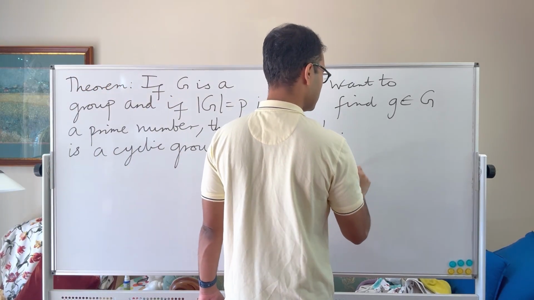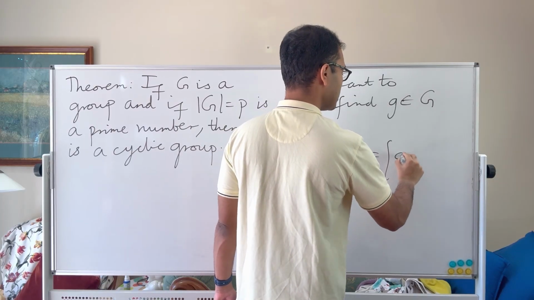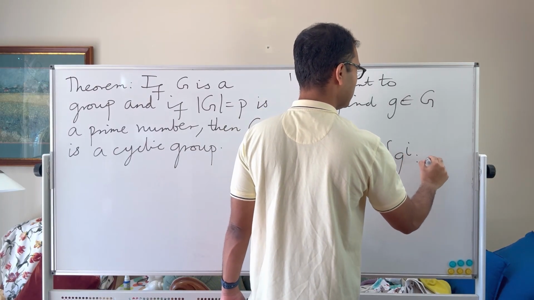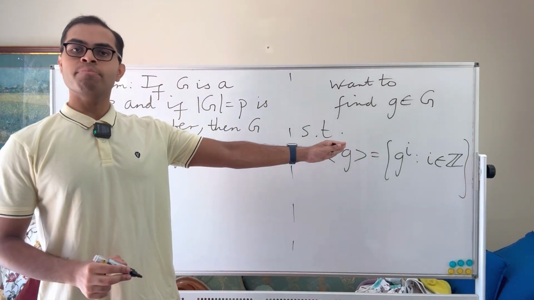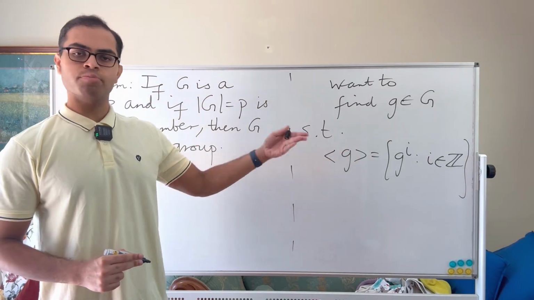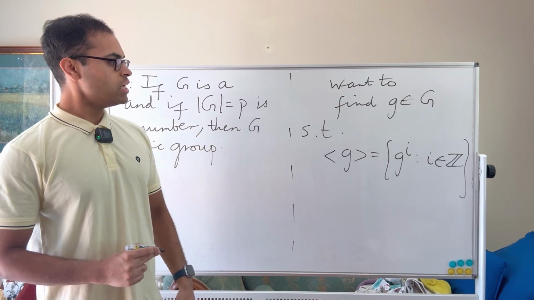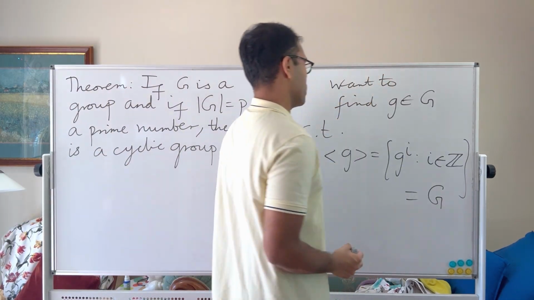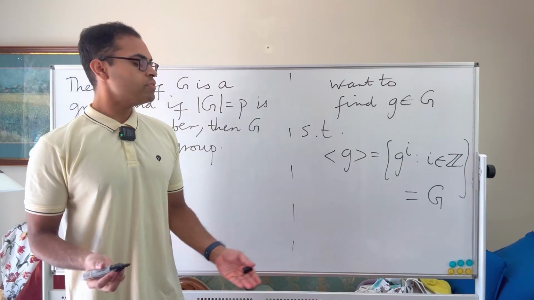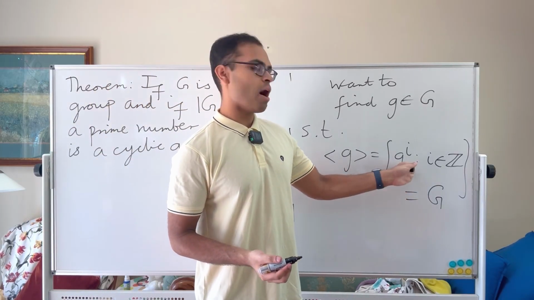sometimes denoted in this notation, is the set of all powers g^i such that i is in Z. We want to show that this set of powers of g, which is a subgroup of G because the product of two powers of g is again a power of g, is equal to G. That's a way of phrasing what we want to prove. In other words, we want to prove that every element of the group is a power of g.